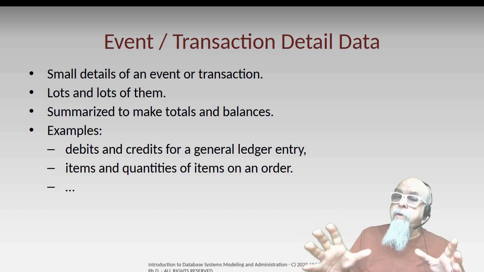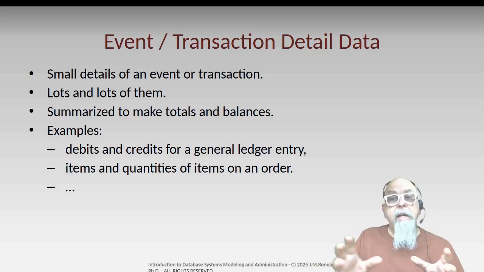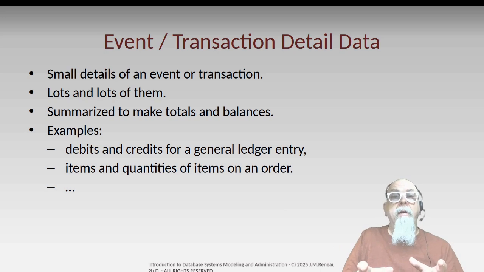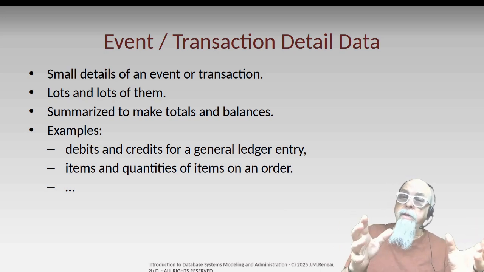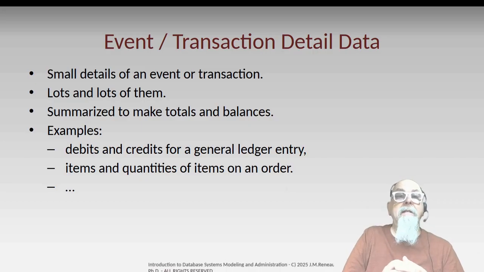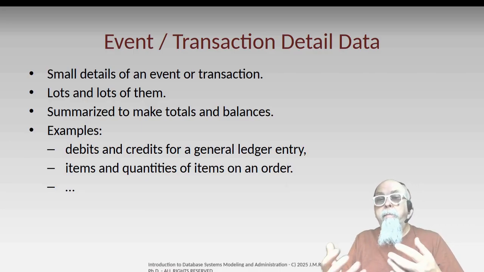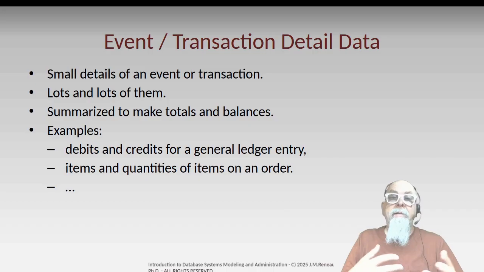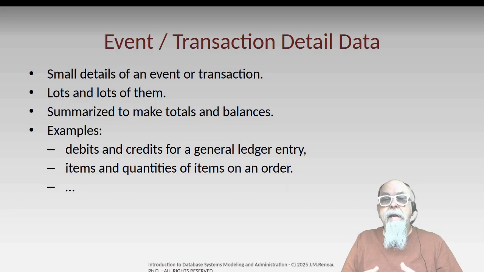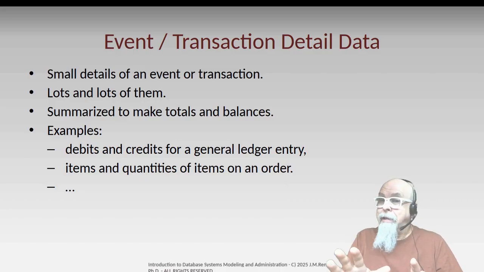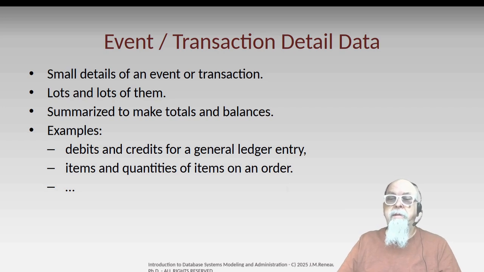Now, with that big transaction comes a lot of detail. Each of the ledger accounts that are debited and credited and the amount that they're debited and credited make the data detail that go with that master event transaction entity. Lots of detail, small. You can summarize those to make totals and balances, items and quantities on an order, items and quantities on a purchase order, something we're receiving, debits and credits on a general ledger entry. There are just so many of these detailed data. You'll see lots and lots of them as we go through this book in this semester.